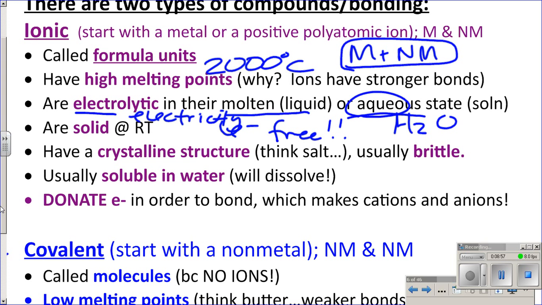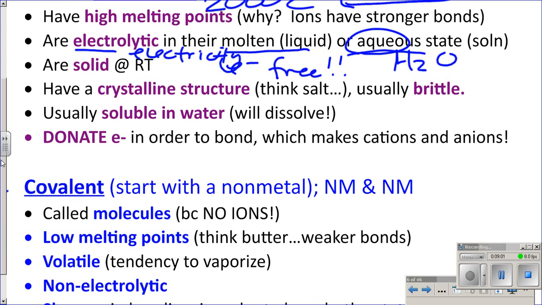So they're conductive or electrolytic in their molten or aqueous stages. They're definitely solid at room temperature. You don't see, like, let me pour some liquid salt onto my french fries. That would be gross. No, so it's definitely solid at room temperature. The crystalline structure just means that it has that really cubic-like structure, like this.